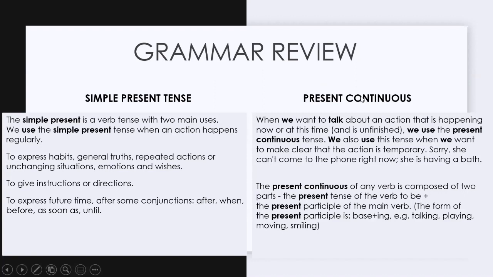And then on the other hand, we use the present continuous tense to talk about something happening right now. So you see the small difference? Simple present, you talk about things that happen again and again. Present continuous, you use it to talk about things happening right now. So you have to conjugate the verb and add ing. For example, talk becomes talking, play becomes playing, move becomes moving, and smile becomes smiling. So that's just our revision from last class.